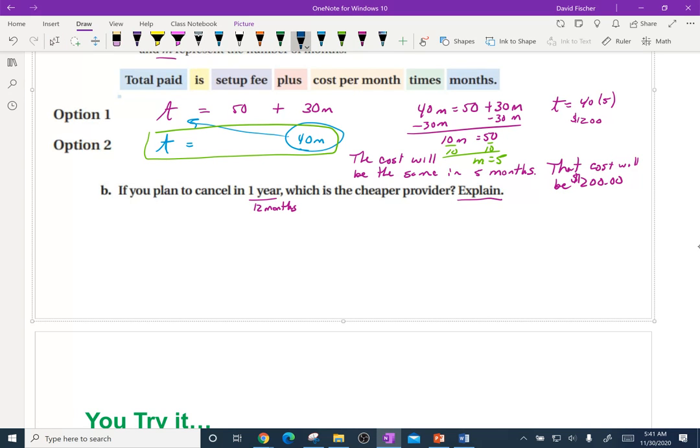So option 1, I'm just going to put OP1. And they said T, our total is 50 plus $30 a month. And if we're going to go for 12 months, let's do that math real quick. 30 times 12 plus 50. So option 1, I got $410.